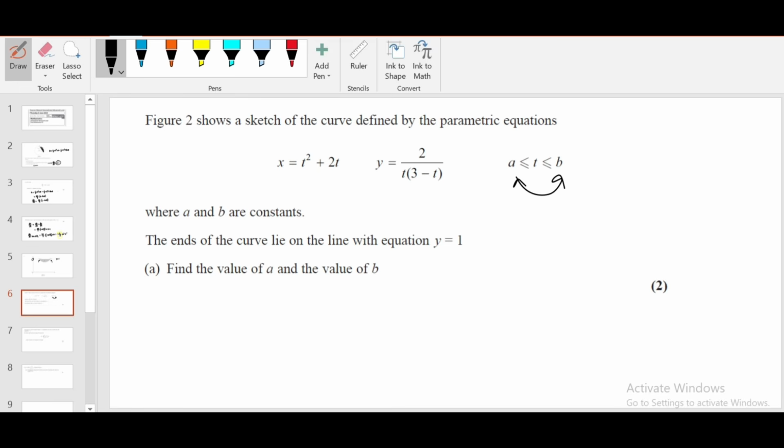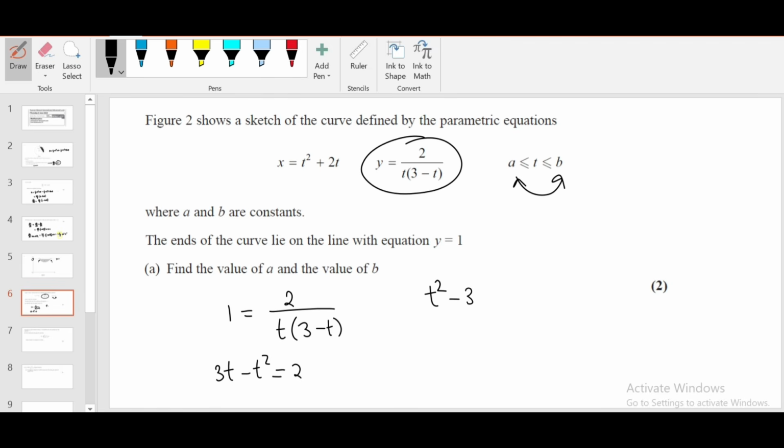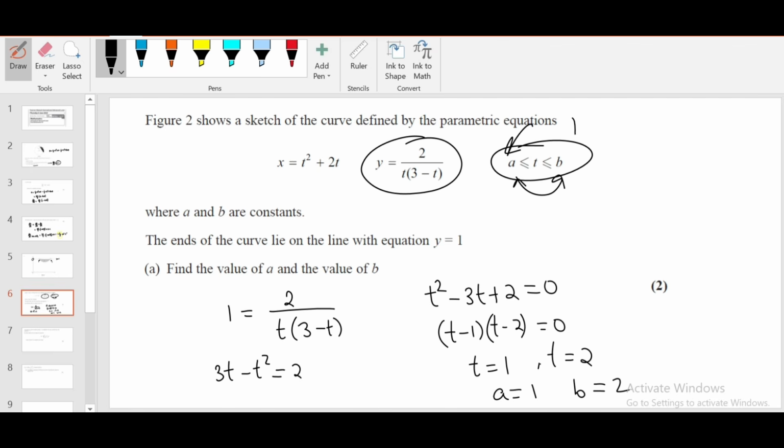So we take this, replace y by 1, because the equation of the line is y is equal to 1. So 1 is equal to 2 over t times 3 minus t. Put the denominator here: 3t minus t square is equal to 2. You'll get t square minus 3t plus 2 is 0, which is t minus 1 times t minus 2 is 0. t is equal to 1, t is equal to 2. So you can say a is 1, b is 2, because the smaller number will be a, bigger number will be b. That's just an easy 2-mark question.